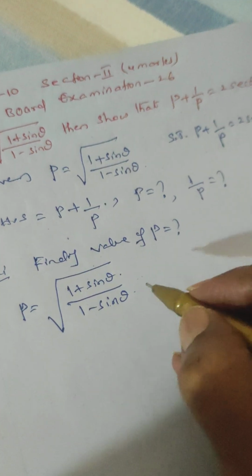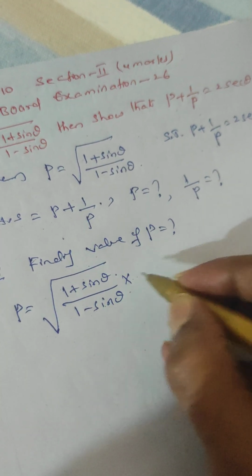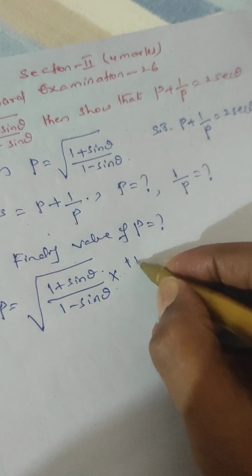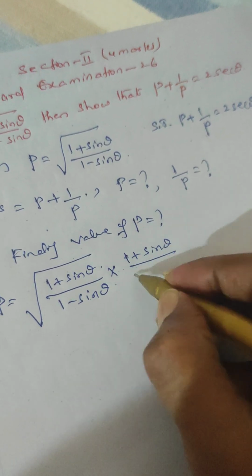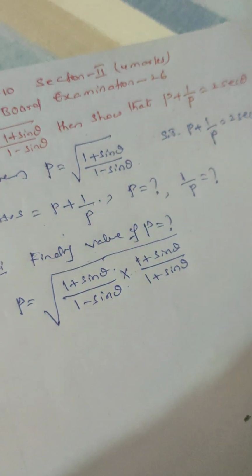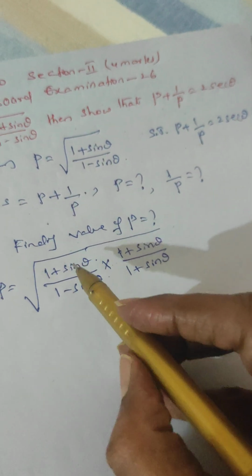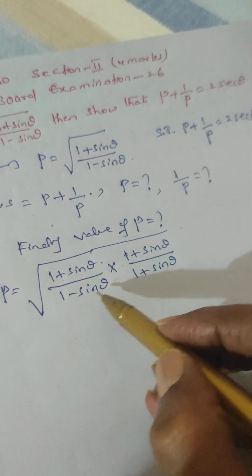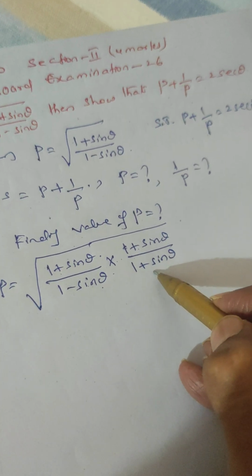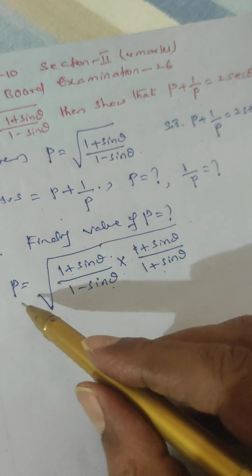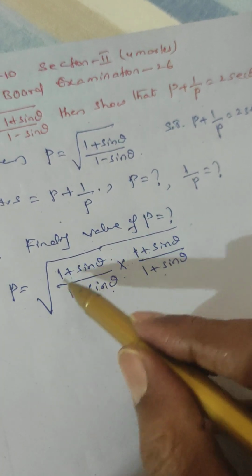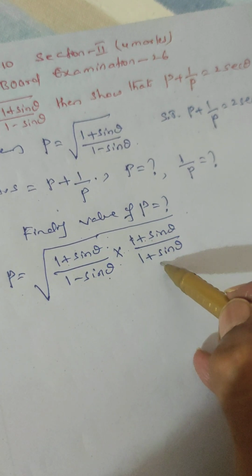Okay, to proceed with this problem, let me multiply the numerator and denominator with the opposite sign with the same values, that is (1 plus sine theta) by (1 plus sine theta), in under root. The total will be under root. I repeat the step again. The given part is (1 plus sine theta) by (1 minus sine theta). Why am I multiplying with (1 plus sine theta) by (1 plus sine theta)? So that I can find out the value of P without any root. For that reason, I am multiplying the given value with (1 plus sine theta) by (1 plus sine theta).